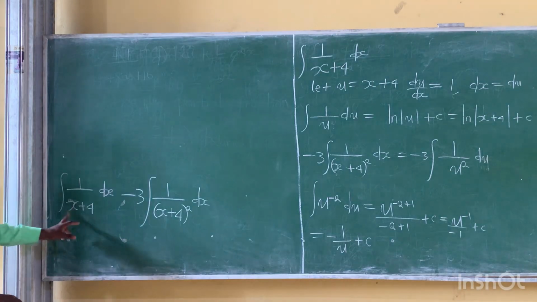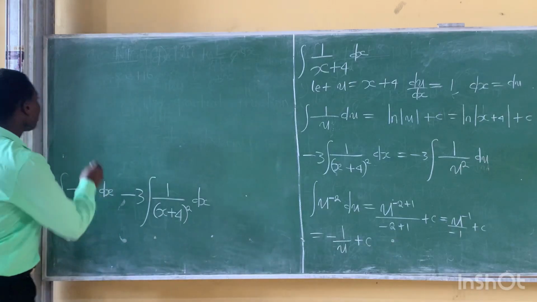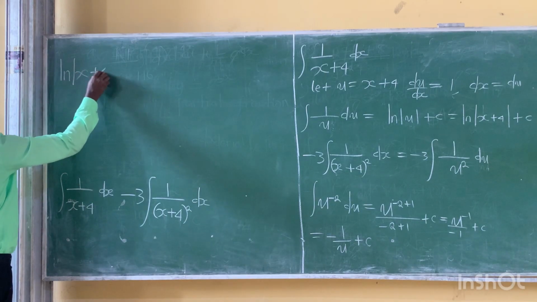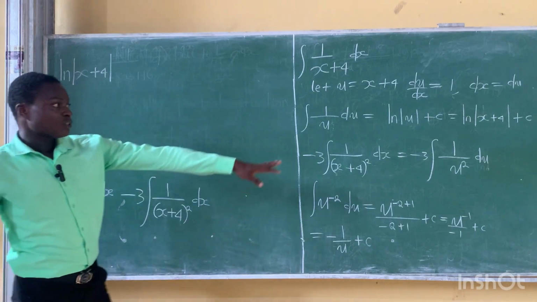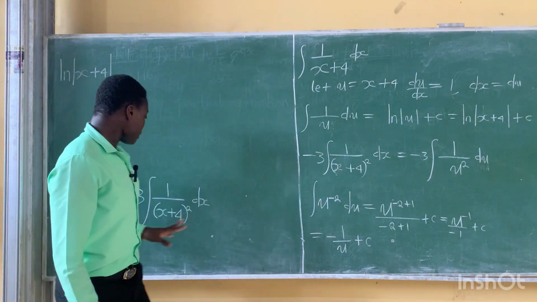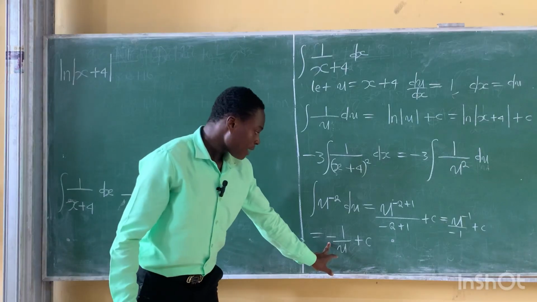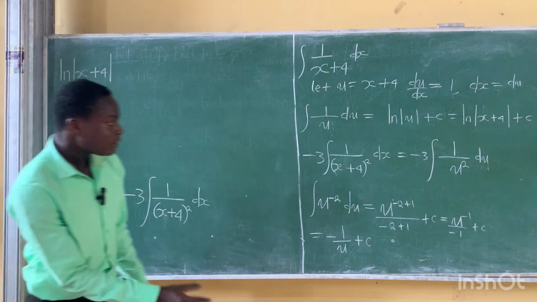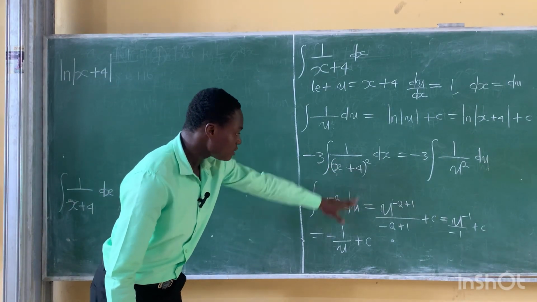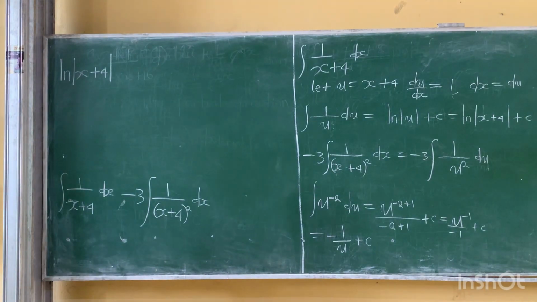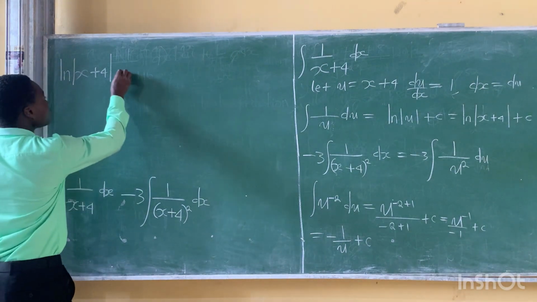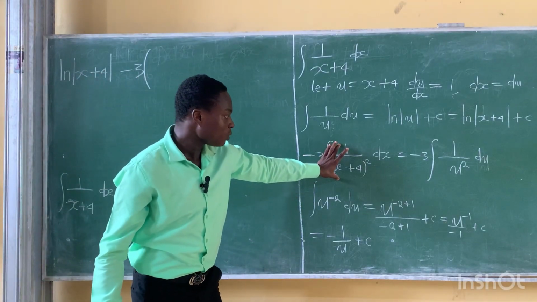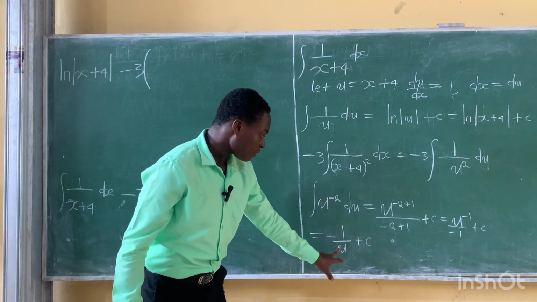Alright, so this part we have the natural log of x plus 4. Then just forget about the constant first. Then the second part we have minus 1 over u plus c. But we already have 3 attached to the integral, so we need to also put that 3. So what we have there is minus 3 open brackets, the whole of this integral, minus 1 over u plus c.